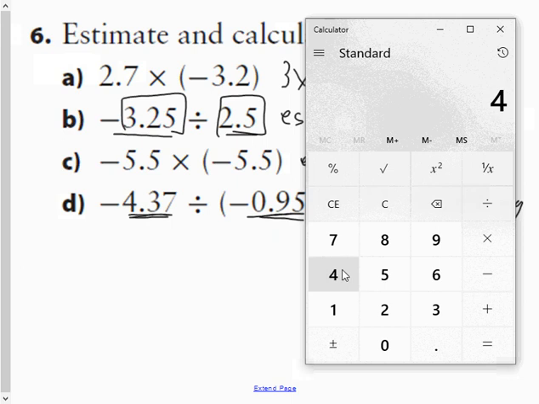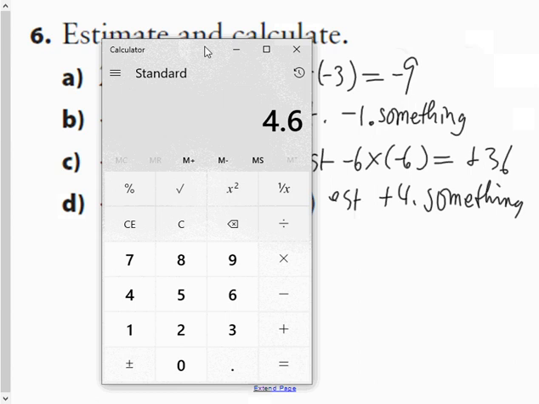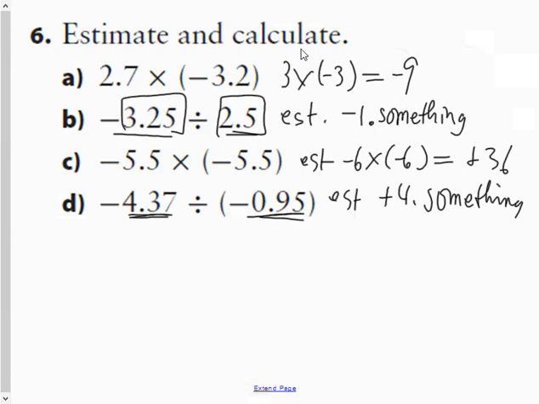Grab my calculator. 4.37 negative divided by 0.95 negative equals 4.6. My estimation was 4 decimal something, so I know I'm right.